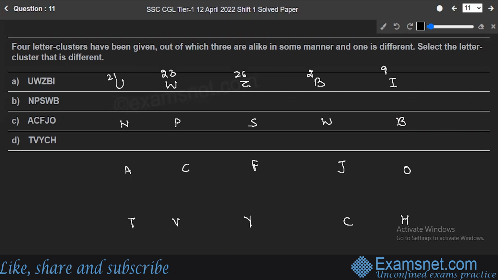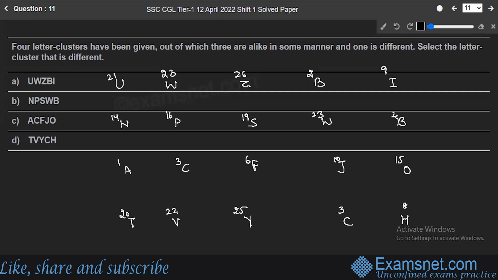Okay. Next, N is at 14 and P is at 16. S is at 19, W is at 23, and B is at 2. A is 1, C is 3, F is at 6, and J is at 10. O position is 15. I hope you people are referring to the alphabetical place value table that we made in the previous question. So, okay, fine. T is at position number 20, V is at 22, Y is at 25, C is at 3, and H is at 8. All right.